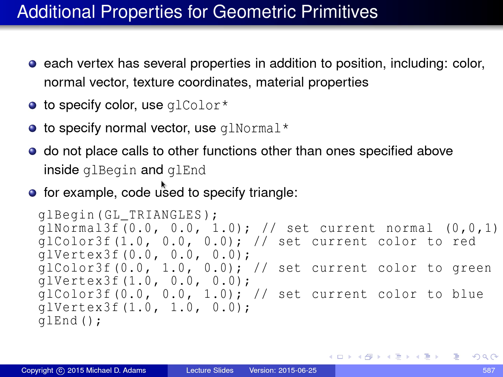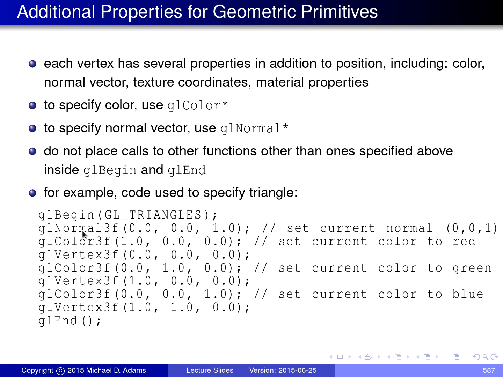And no other call should be placed between glBegin and glEnd other than either glColor or glNormal commands. So for example, if we wanted to draw a triangle but specify surface normals and also colors for the vertices, we would say glBegin, and we pass as a parameter GL_TRIANGLES to say that we're going to be specifying groups of 3 vertices that correspond to triangles.